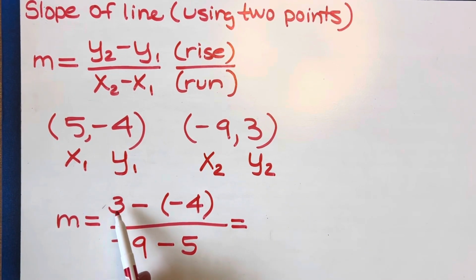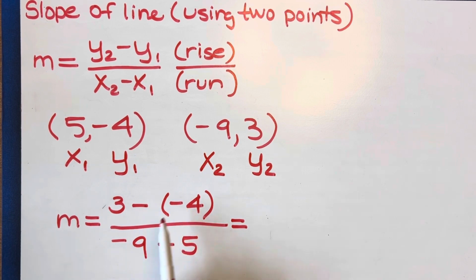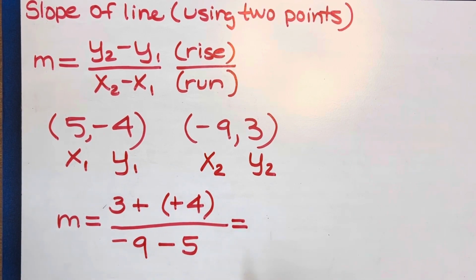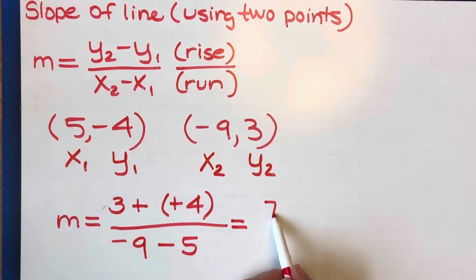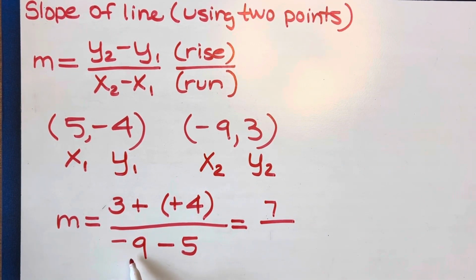So to simplify, when I have minus a negative, that's adding the opposite. So 3 minus -4 turns into 3 plus 4, which is 7. And in the denominator, I have -9 minus 5, which is -14.